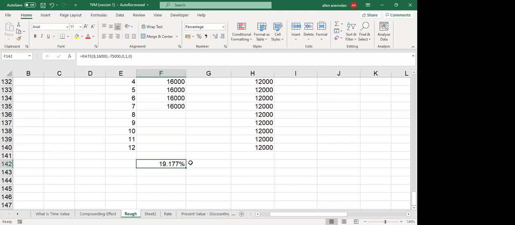19.177 is what you get out here. Your money was worth how much? Your money was worth 7%. So this is what you get if you invested in this annuity. Okay, basis a simple calculation.